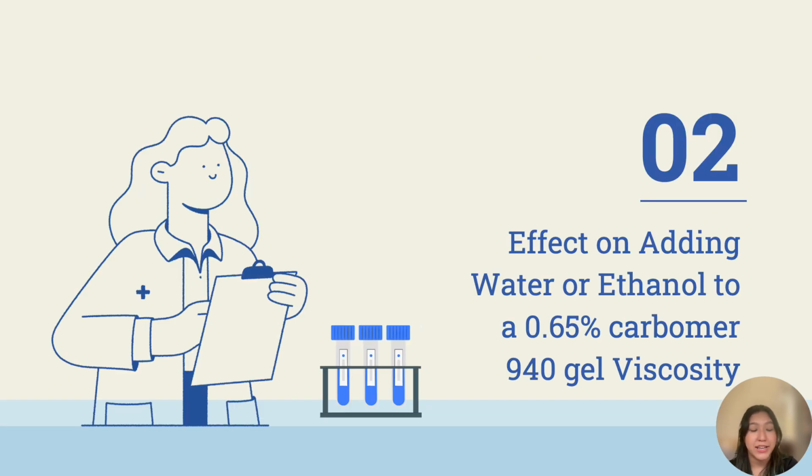Now, the effects of adding ethanol or water to 0.65% Carbomer 940 gel viscosity. Carbomer 940's viscosity is not only pH dependent but also sensitive to solvent composition. Water promotes polymer hydration and can maintain viscosity up to a certain point, but over dilution causes a decrease. In contrast, ethanol disrupts the water-polymer interactions, causing a more significant viscosity reduction.